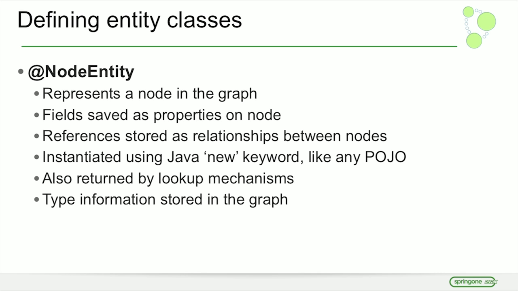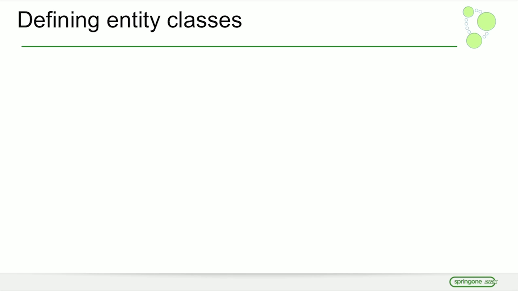And you create them just like normal classes with new, and you can save them. And also the lookup mechanisms of Spring Data Neo4j will return these instances as well. So you don't have to get nodes and then convert them somehow into your domain objects, but you can instantly return your user objects, your order objects, your product objects from the lookup mechanisms.